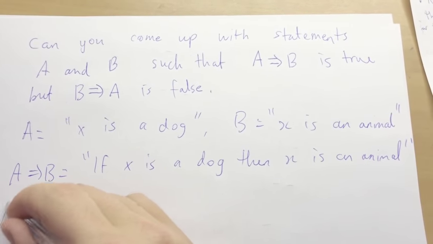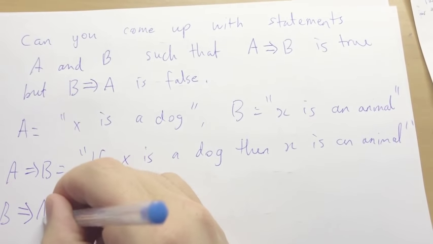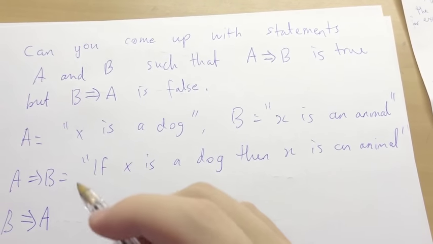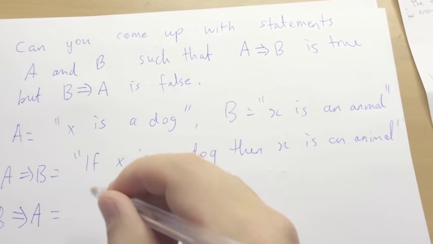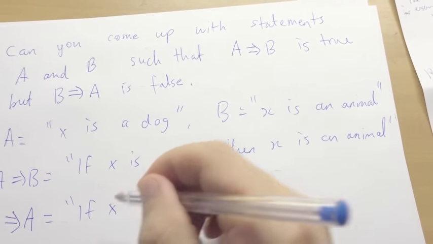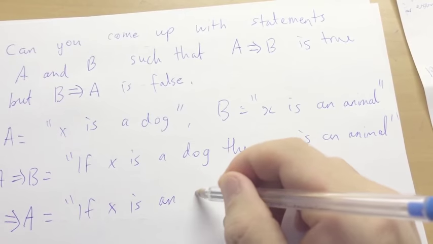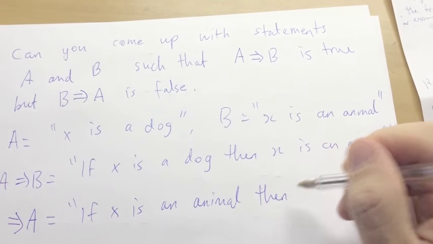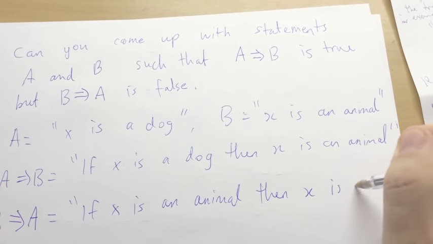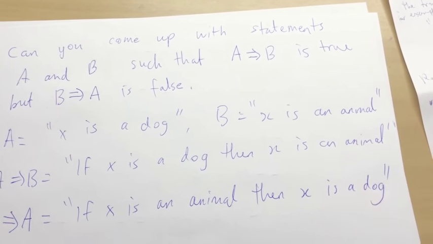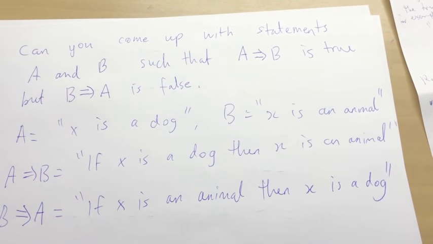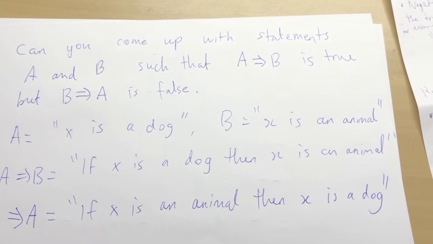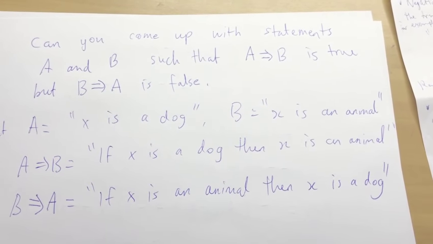So B implies A, also known as the converse, I'll go into that a little bit later. B implies A equals: if X is an animal, then X is a dog. So this is false because there are animals that are not dogs. Sometimes X is an animal, but X is a cat. So this statement is definitely not always true.